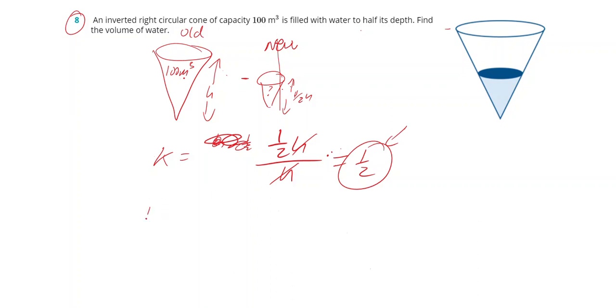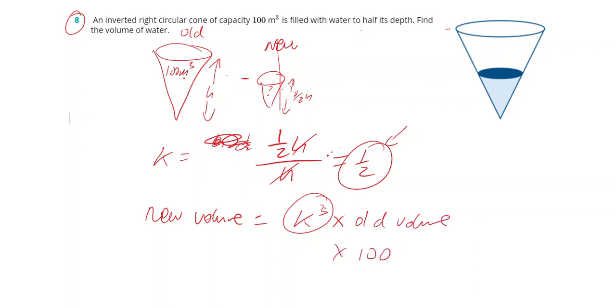So, the new volume equals k cubed, because when we're scaling volumes, we need to use k cubed, times the old volume. Okay, the old volume happens to be 100, because that's the volume of the larger cone. So k cubed would just be a half cubed. So if I multiply the old volume by the volume scale factor k cubed, I get my answer. So when I calculate that on my calculator, I should get 12.5 meters cubed.